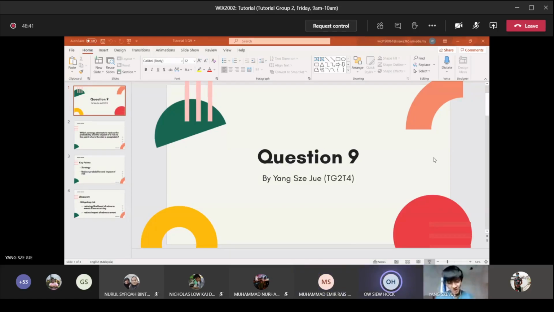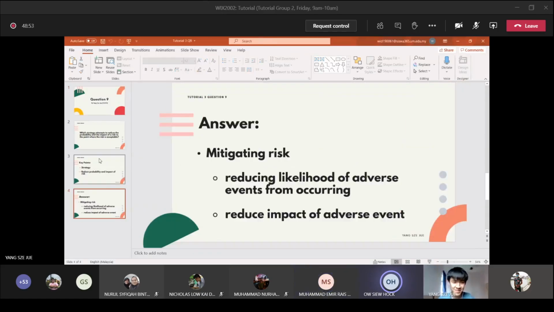Thank you. Okay, answer is correct, mitigation. But yours is not in slideshow, I still see the first page. Never mind, it's okay. From my side, I cannot see. Now I can see the second page.